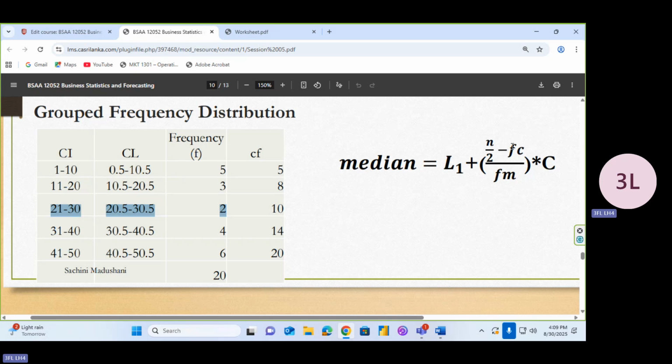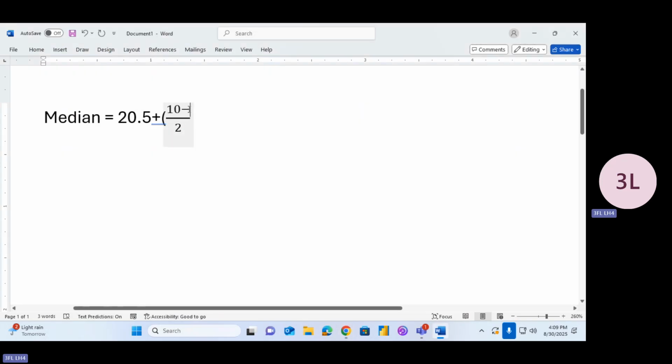Then here FC. FC means cumulative frequency. Here we write the cumulative frequency of the class interval which is preceding the median class. This is your median class, no? We write the CF value of the previous one. What is the previous class interval? 11 to 20. Then you find out the CF value. What is the CF value in here? 8. Then here you can write 8.